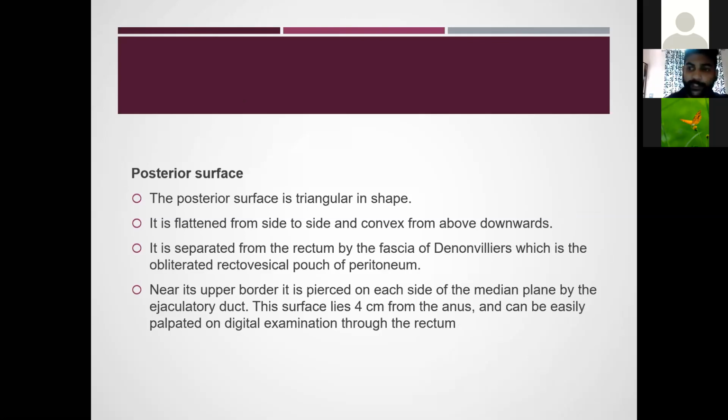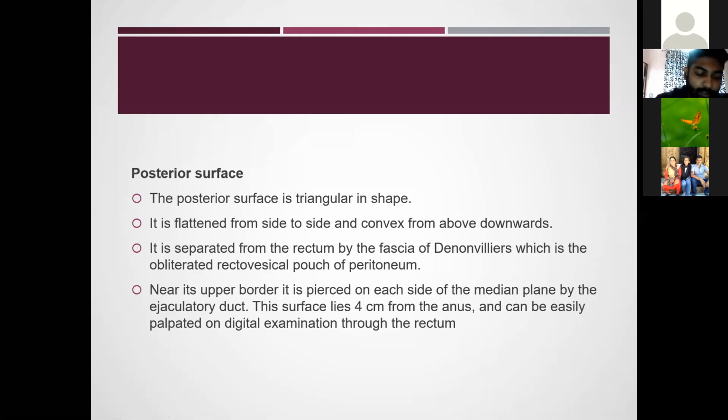Posterior surface. The second surface is the posterior surface. The posterior surface is triangular in shape. It is flattened from side to side and convex from above downwards. It is separated from the rectum by the fascia of Denonvilliers, which is obliterated from the rectovesical pouch of the peritoneum.